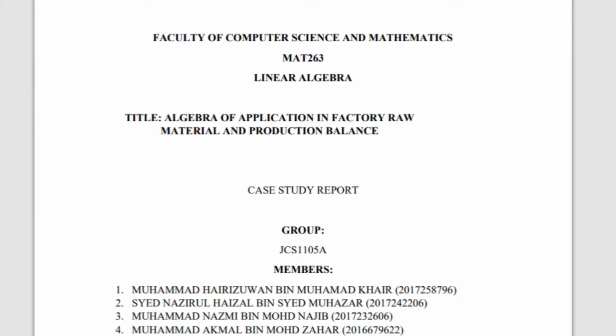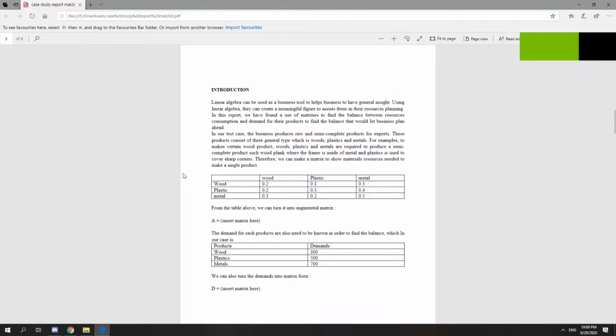We will show how to apply algebra to calculate resources consumption and demand for product in raw material and production balance. Linear algebra can be used as a business tool to help business have general insight. Using linear algebra, they can create a meaningful figure to assist them in their resource planning.